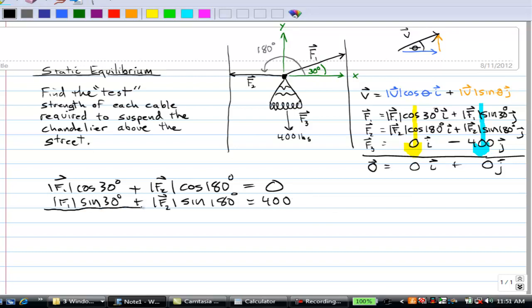Now, the reason we did this is we now have a system of two equations and two unknowns. The unknowns are the magnitude of F1 and the magnitude of F2. That's an unknown there, an unknown there. Two equations in two unknowns, and we'd like to solve for those unknowns, and we're set up for that. What we'll do now, we can take this top equation and rewrite it. F1 cosine 30 degrees equals, I'm going to move the F2 cosine 180 degrees to the other side.